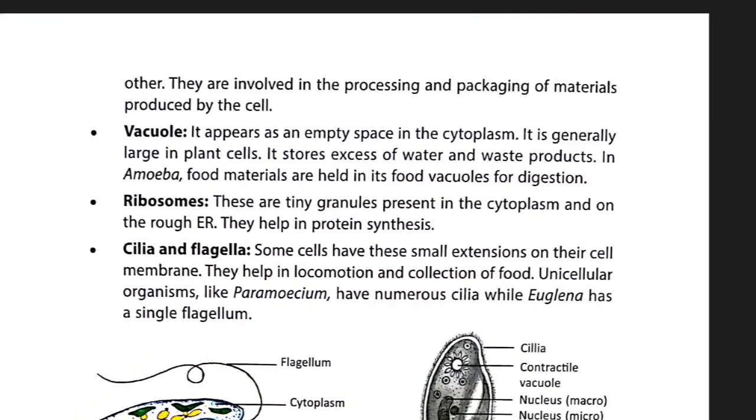So these are tiny granules present in the cytoplasm and on the rough endoplasmic reticulum. Yes, rough endoplasmic reticulum. Why are they called rough? Because their appearance looks rough. Why? Due to the presence of these ribosomes, they look rough.